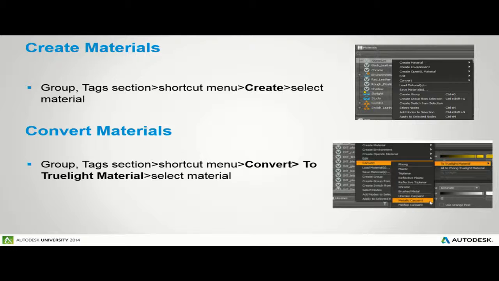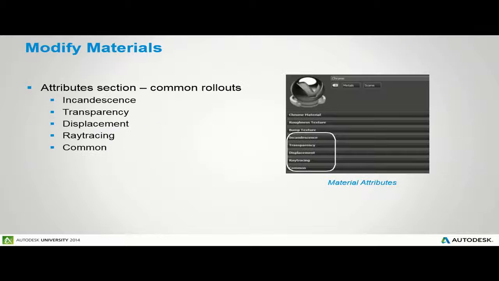Similarly, you can convert material. For example, you already have a plastic material there. All you need to do is click on that material, right click, say convert material to Truelight material, and then choose the material you want. So you can convert materials and modify materials. In the attributes section, there are a certain number of rollouts which are common to all the materials, no matter which material you are choosing. These are incandescence, transparency, displacement, ray tracing, and common.